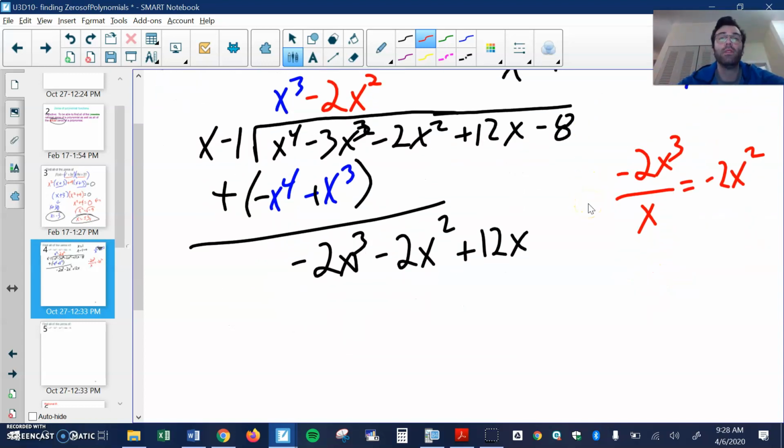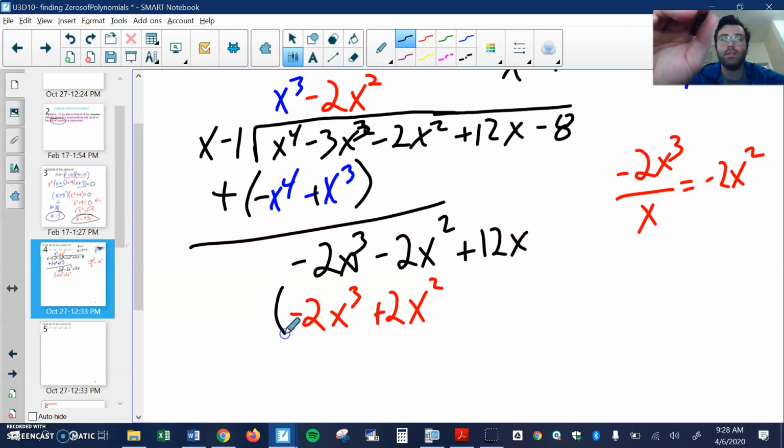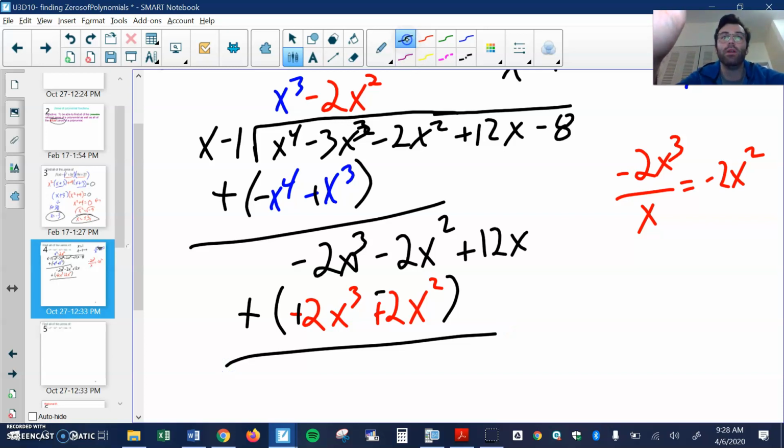All right. So now I do negative 2x squared times x to get negative 2x to the 3rd. Negative 2x squared times negative 1 to get positive 2x squared. Parentheses, I want to subtract, so I change to a positive, which makes this one positive, which makes this one negative. Remember, when you subtract, you change the signs on what's on the inside. Why do we do that? All right, well, as you can see, that cancels out, and negative 2 and negative 2 gives me negative 4x squared. Wow.